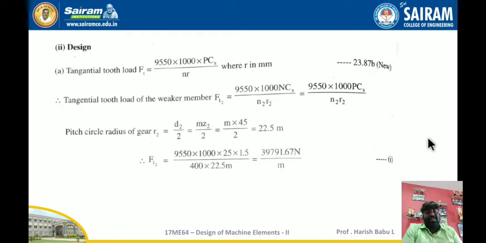So the tangential tooth load Ft is equal to 9550 into 1000 into P into Cs divided by Nr. Substituting the values in terms of M and Z, I am going to get the Ft value as 39,791.67 Newton divided by module M. Here the Cs I have taken as 1.5. So R in terms of D2 by 2, and D2 can be written as M into Z2, so M into 45 by 2. So I am going to get 22.5 M. So I am going to get Ft in terms of module M.